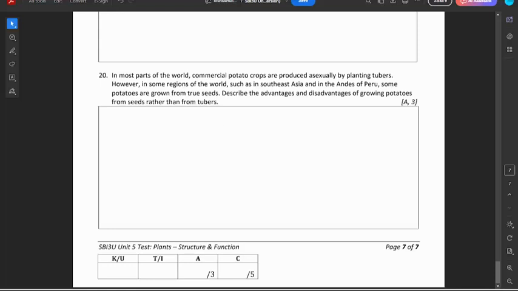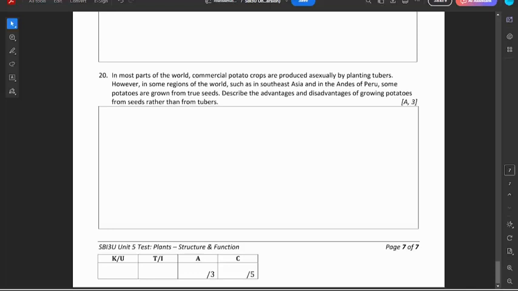Okay, so for advantages, you gotta talk about genetic diversity. Growing potatoes from seeds means increased genetic diversity, and obviously you're going to talk about why genetic diversity is beneficial. It gives high resistance and resilience to diseases, high adaptability to environmental changes and all that. Also, true seeds are actually easier to store and transport, unlike tubers. If you just break them, they're going to die.